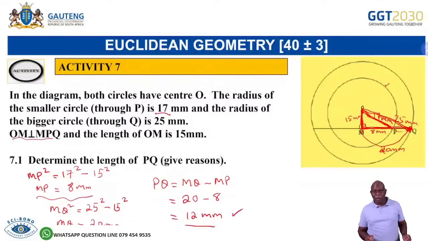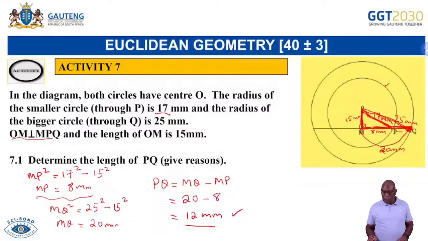Okay, it's a tricky question, but we're just dealing with the theorem of Pythagoras, nothing else, because then we're just looking at the length of that and the length of that, and we are able to get the length. Okay, so that's 20, and that will be PQ, which is 12 millimeters. All right.